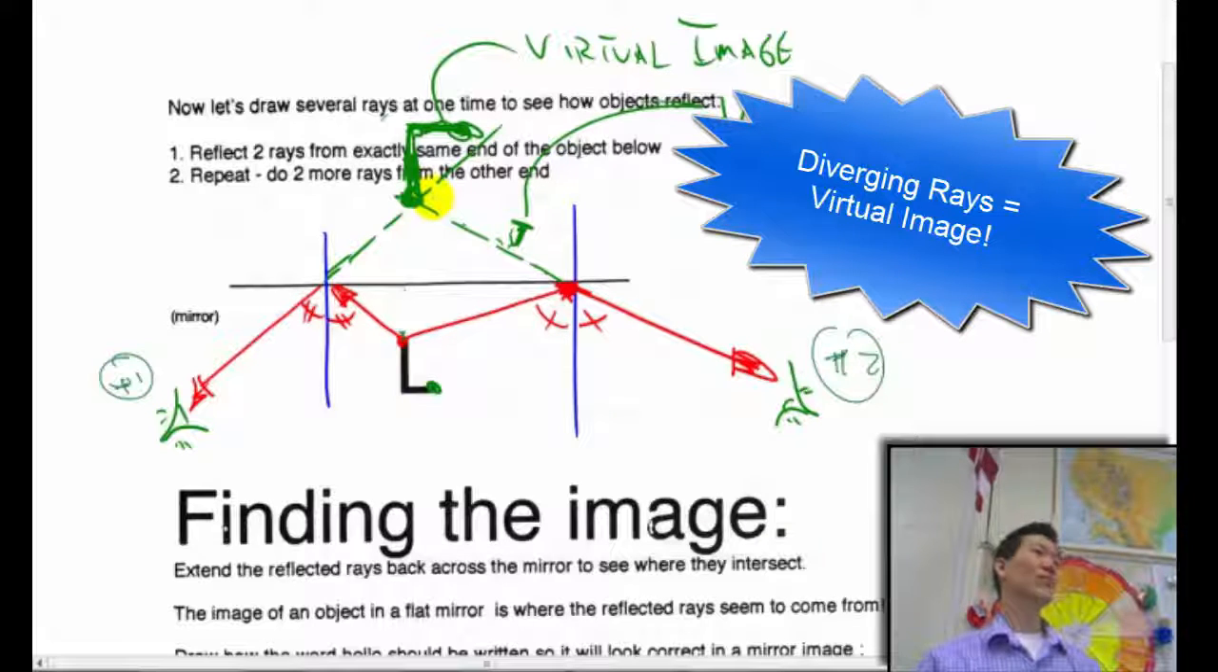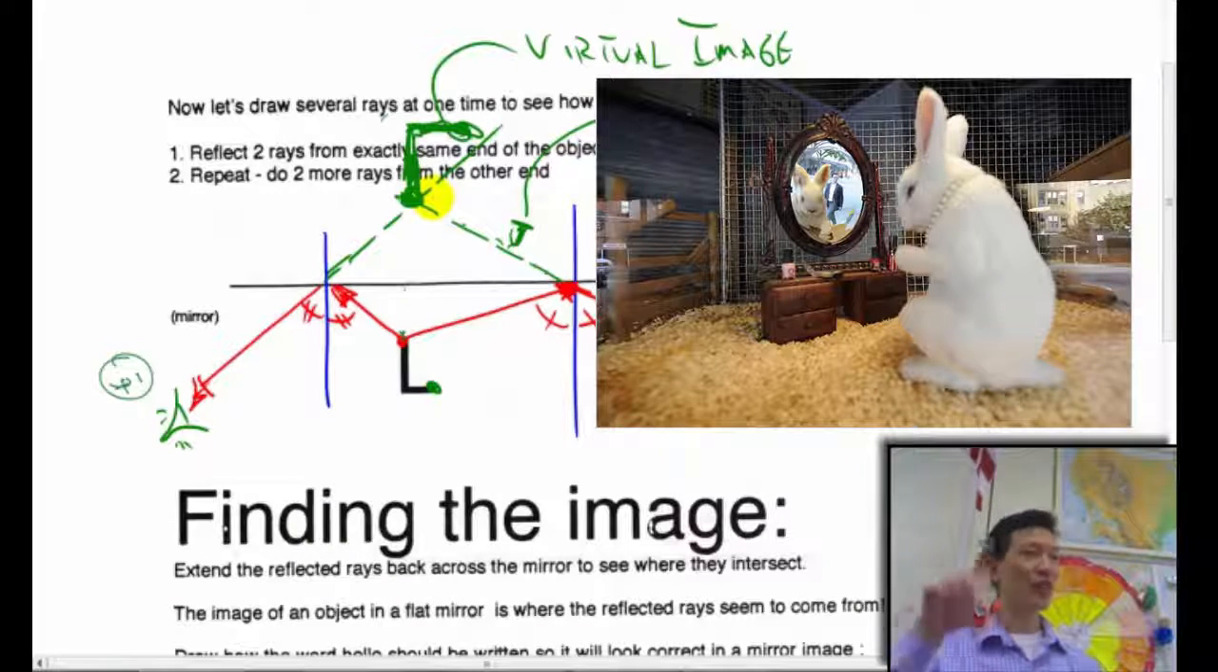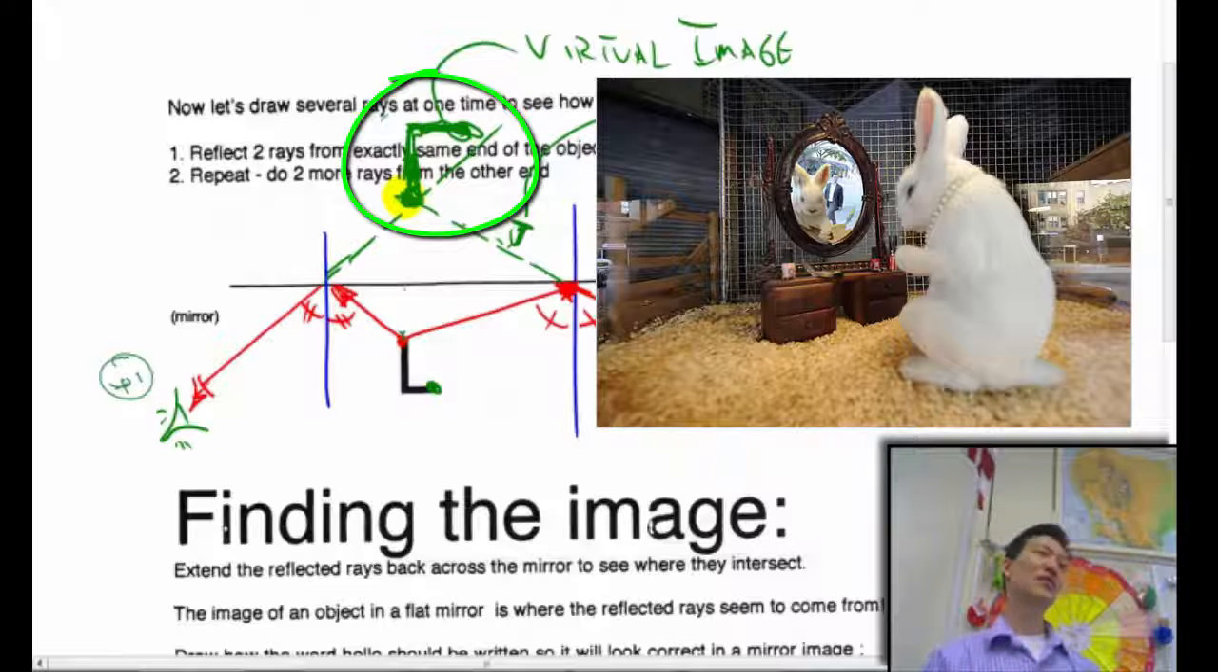So in other words, when you wake up in the morning and you look into the mirror in your bathroom and you're looking at your mirror image, it'd be kind of freaky if one day you could step into that mirror, right? Or chase the white rabbit back there. Your brain thinks that the tip of the L is coming from back there. That's your virtual image.